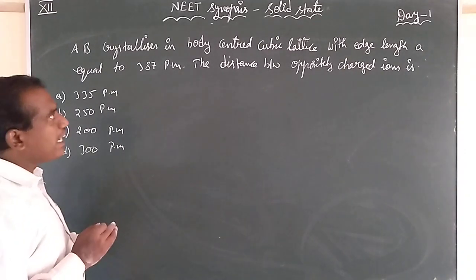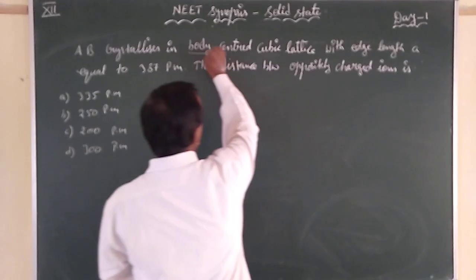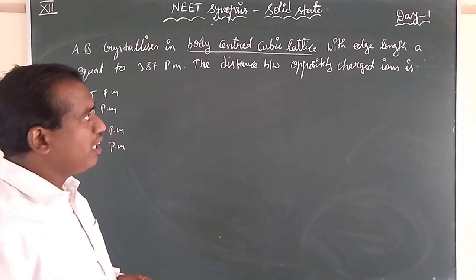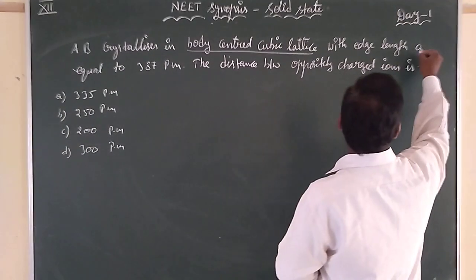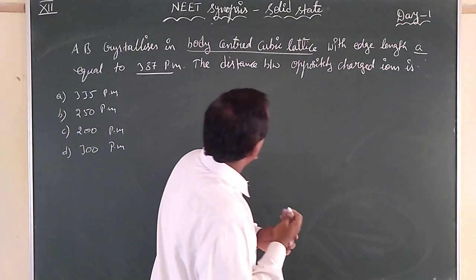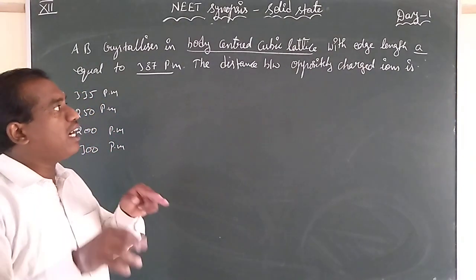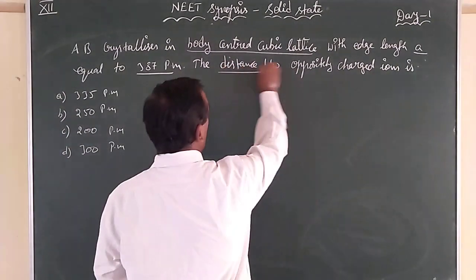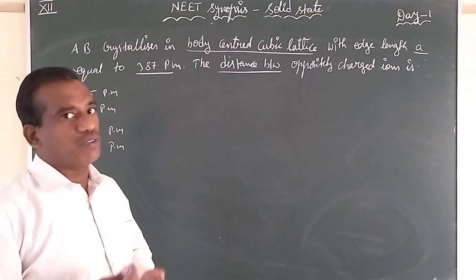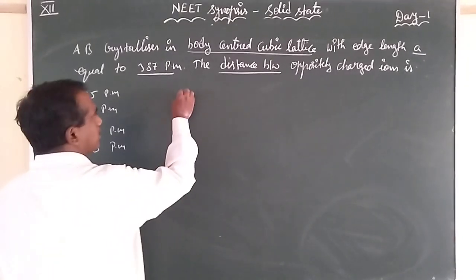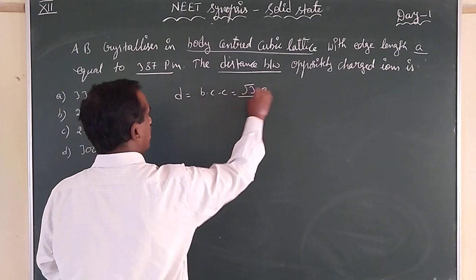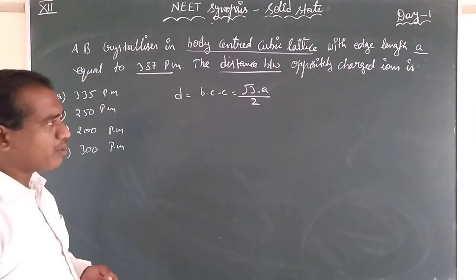AB crystallizes in a body-centered cubic unit lattice with edge length a equal to 387 picometers. The distance between oppositely charged ions, or the distance between the nearest atoms, is asked. How to calculate the distance in case of BCC, children? In case of BCC, it is root 3a by 2. Is it not? The distance of separation we have learned.